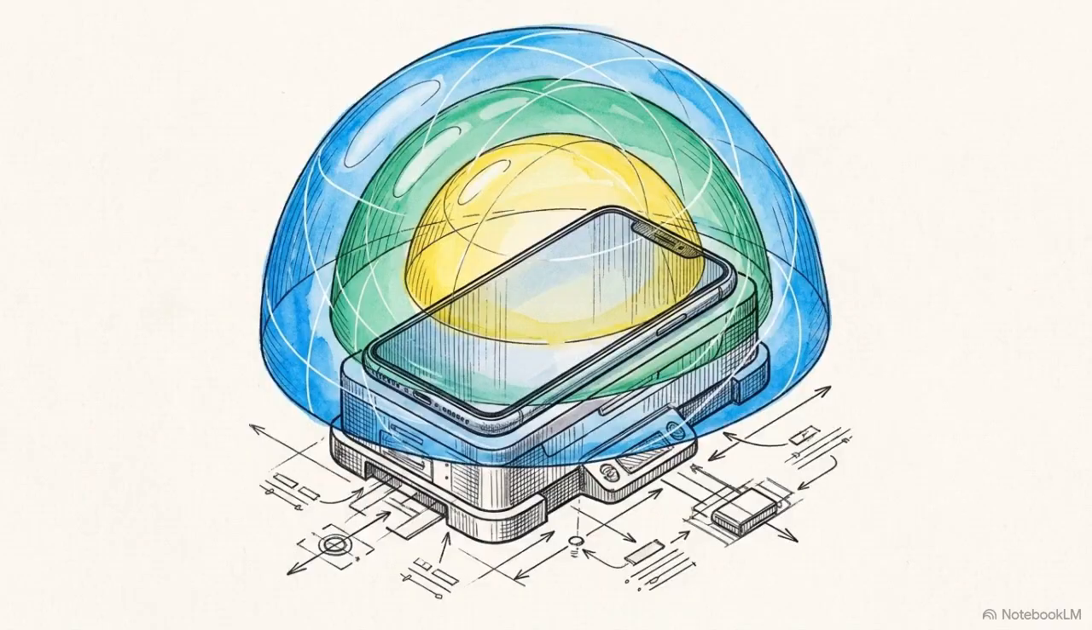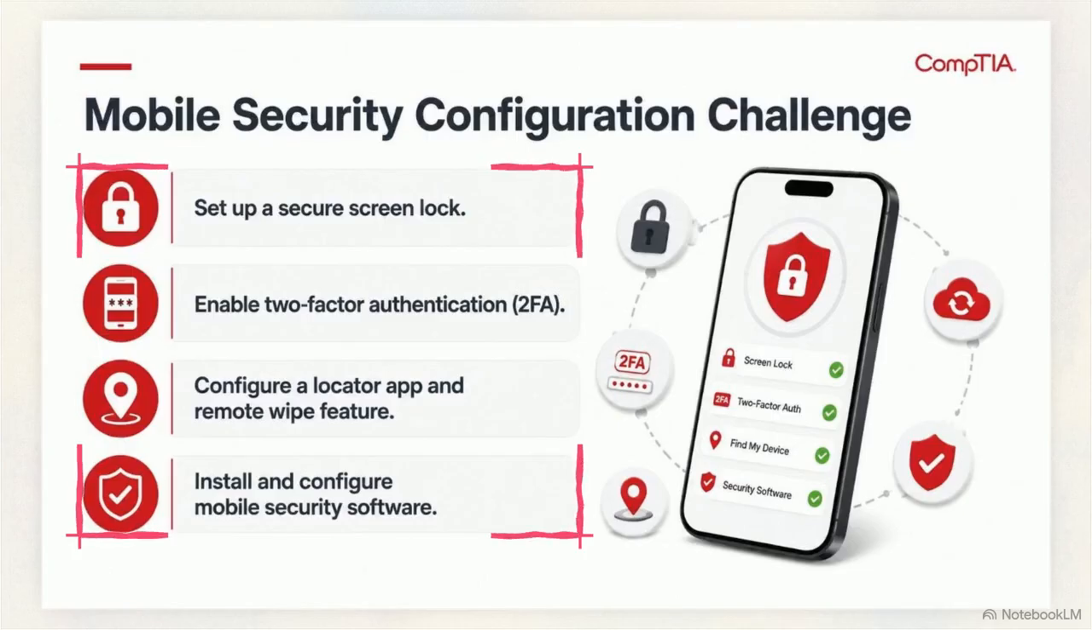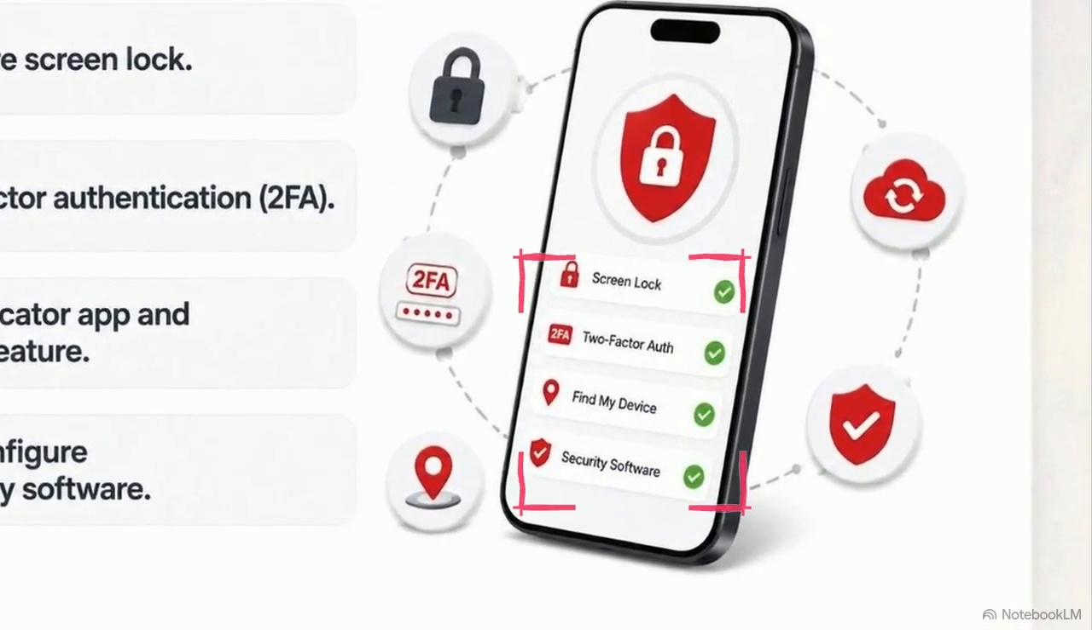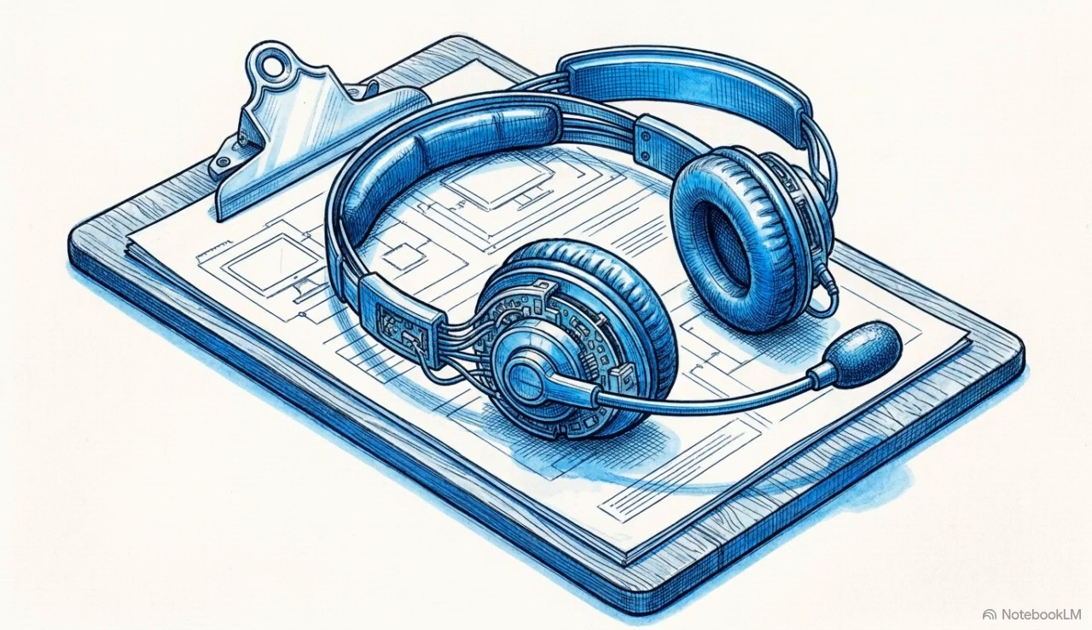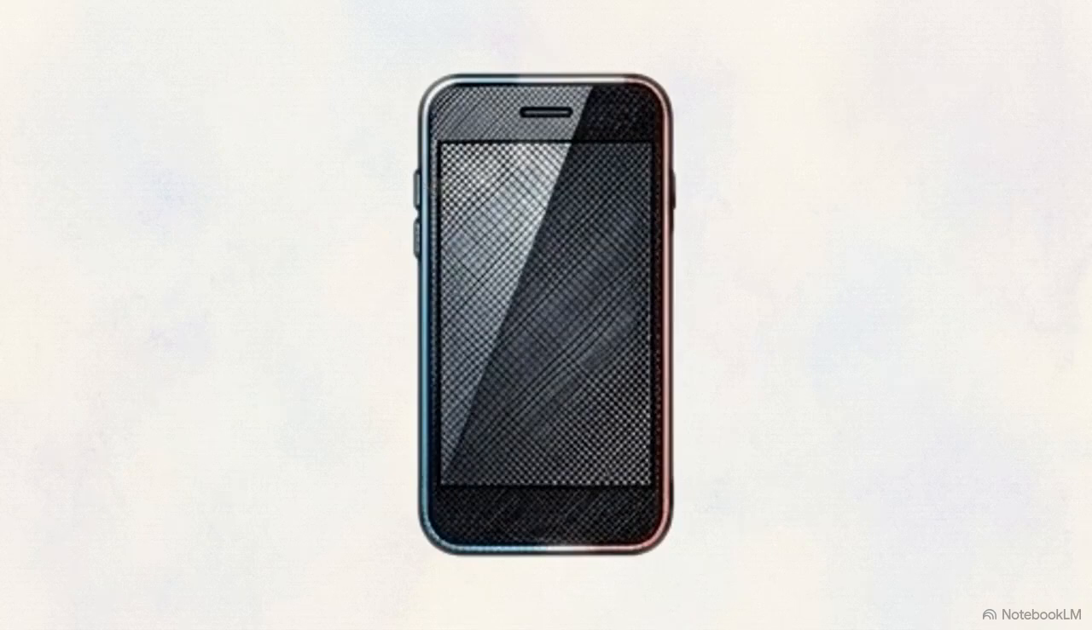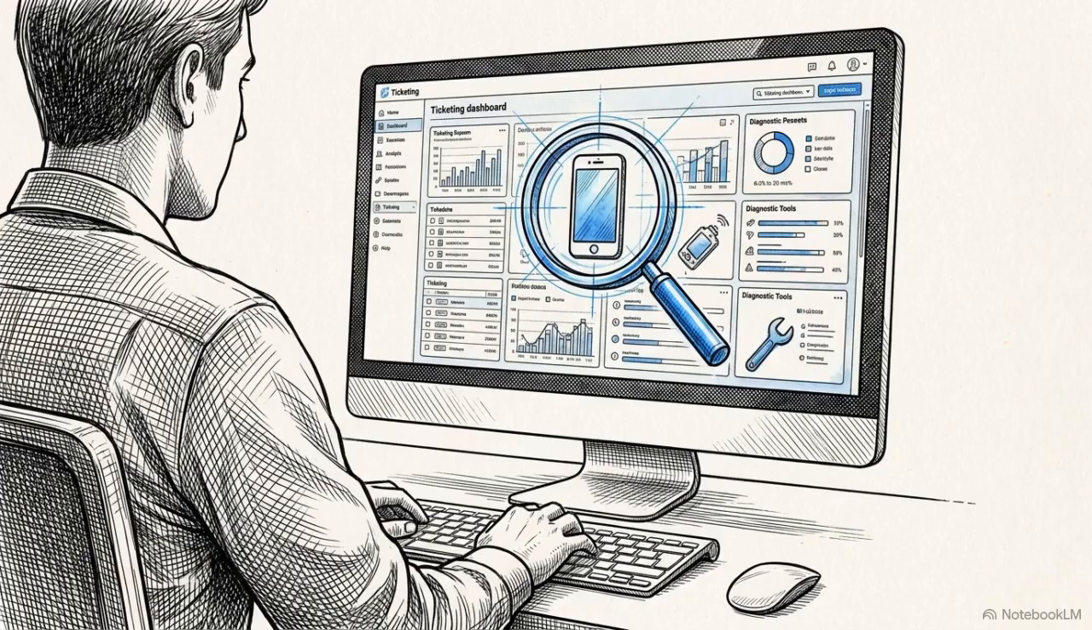With the MDM actively enforcing our policies, we have successfully built a fully layered defense architecture. Reviewing this configuration checklist, we can confirm the critical components are active: secure screen locks, two-factor authentication, remote locator applications, and continuous security software. With the device secured, IT support transitions to operational readiness, specifically addressing CompTIA Objective 3.2 regarding troubleshooting mobile OS software. When users report performance degradation, excessive battery drain, or application crashes, technicians must perform basic local diagnostics before escalating the ticket as a complex security incident.